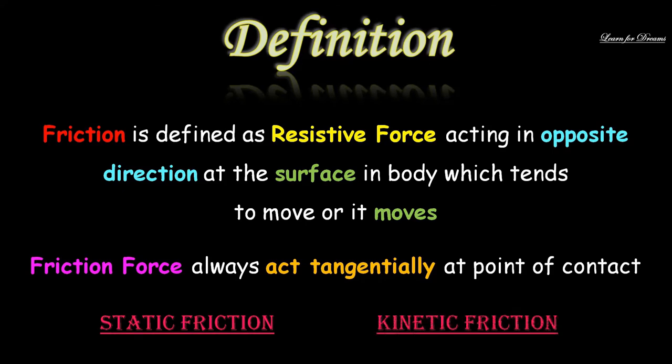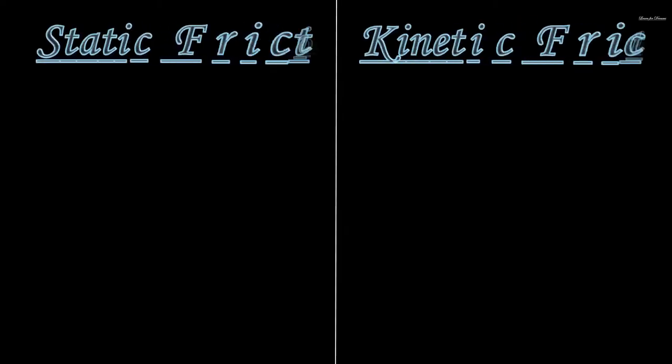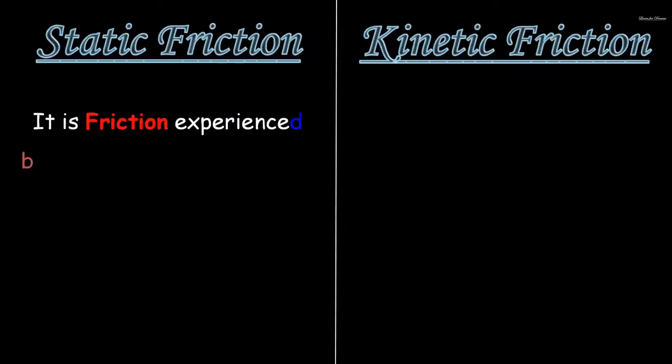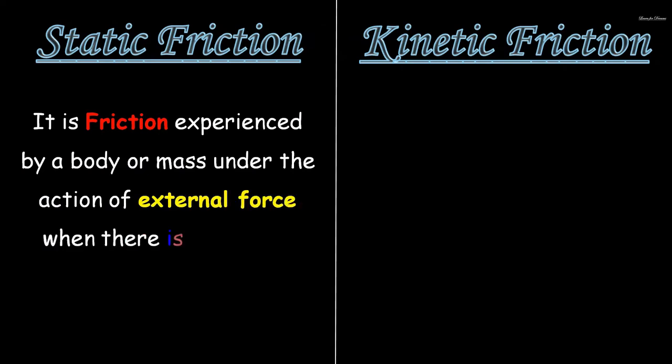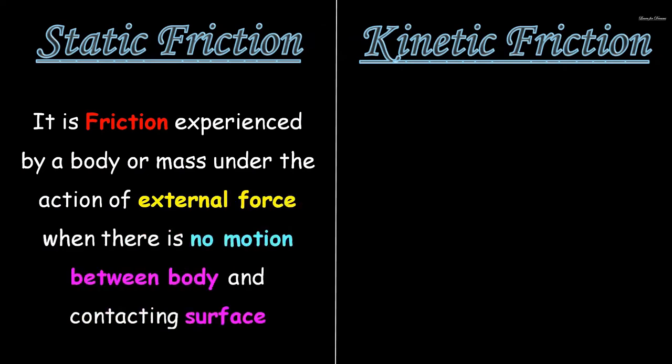There are two types of friction, that is static friction and kinetic friction. Let's see the definition of static friction. It is friction experienced by a body or mass under the action of external force when there is no motion between the body and the contacting surface.